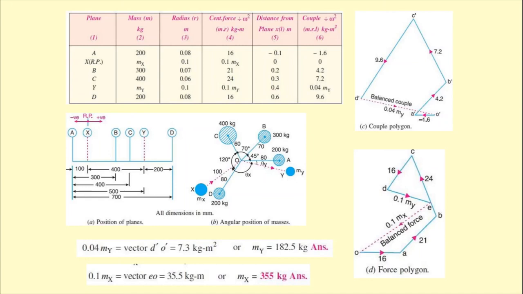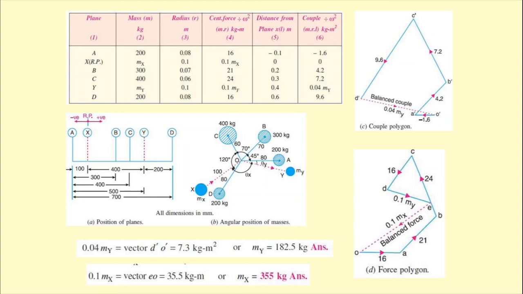Using a suitable scale, we have to construct the couple polygon as per figure C. The important thing to note is that this particular set of lines will end at D dash. So we have to draw a line connecting O dash to D dash, and that is actually the direction of the unbalanced couple. If we draw the line from D dash to O dash, it will be the direction of the balancing couple. The line O dash to D dash is the summation of all the unbalanced vectors, so it is the unbalanced couple. All in all, the balancing couple and the unbalanced couple are equal in magnitude but opposite in direction.